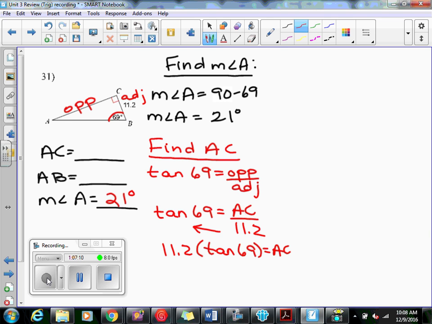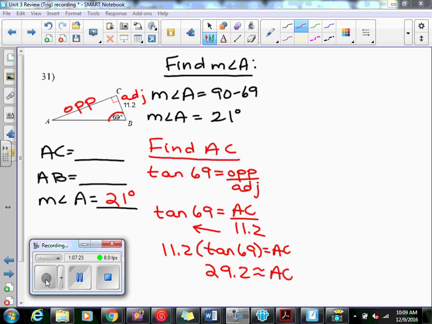It's 29.2. Is there someone who got something different? Okay, hang on. So AC is 29.2, and now we need to find AB. So what are we going to do to find AB? That's the hypotenuse. Right, AB is the hypotenuse.